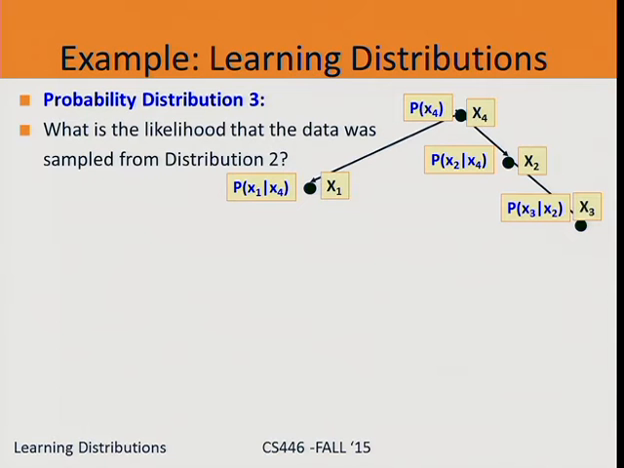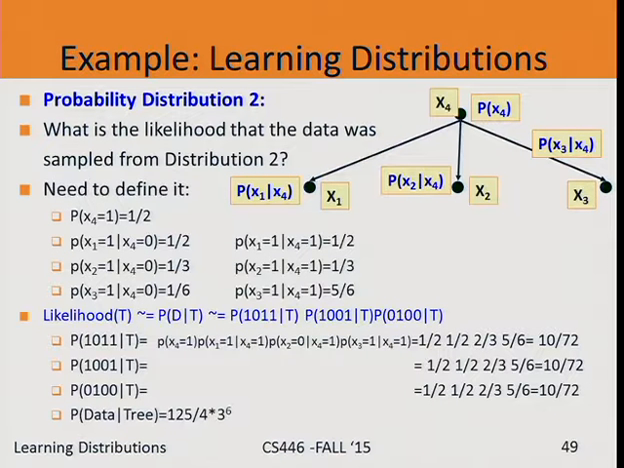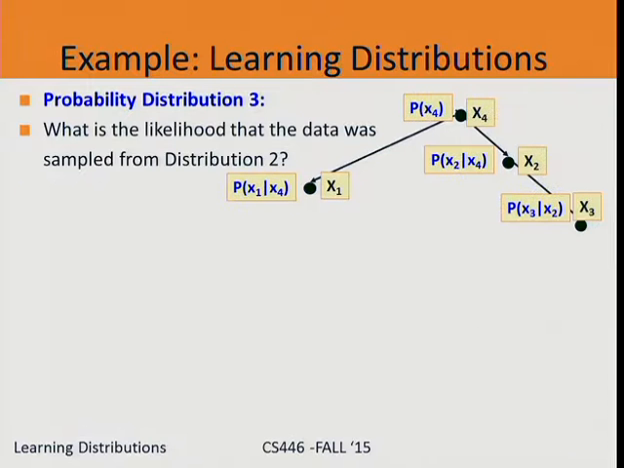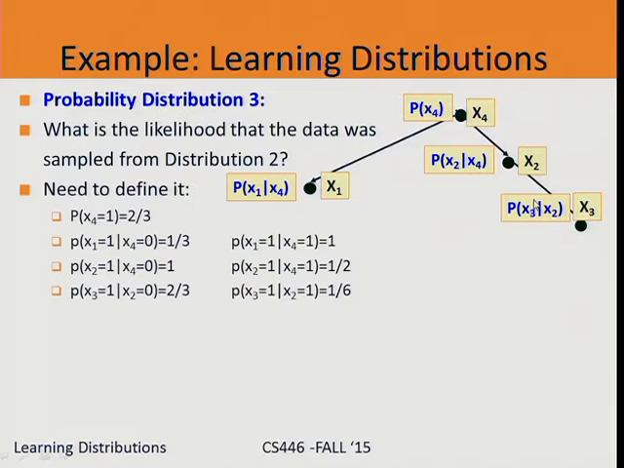I can do the same thing for this tree. A little bit different, right? It's different because I'm writing the joint in a different way. I don't know if it's really different. Could be the same. In fact, in a new problem set, you're going to prove that sometimes trees that look different actually are the same. Here's another tree. Here I need to write it as P of x4 times P of x1 given x4, P of x2 given x4, P of x3 given x2. Right? Slightly different numbers I need, so these are the numbers that you need here.